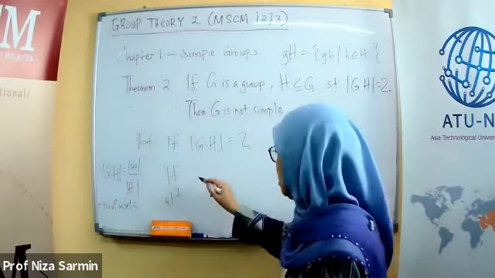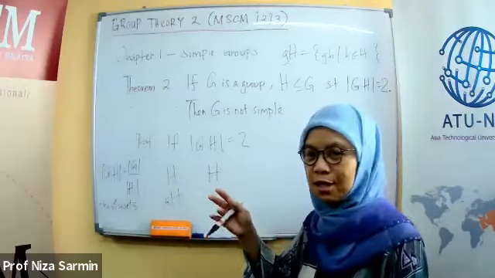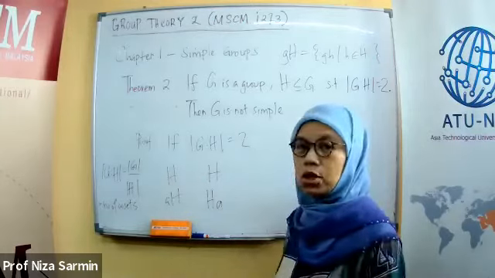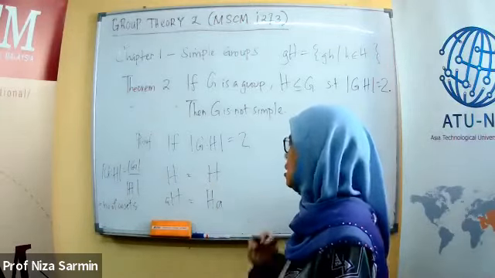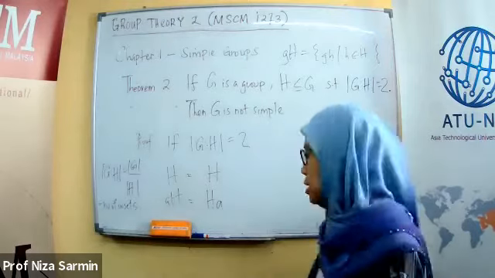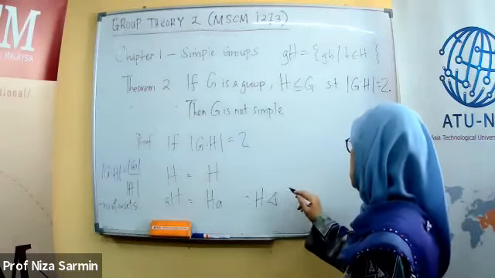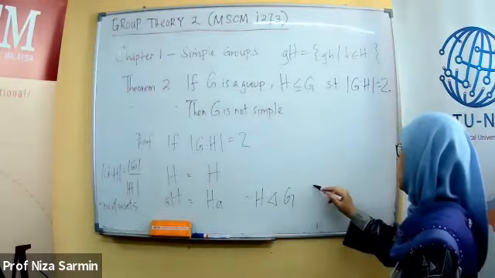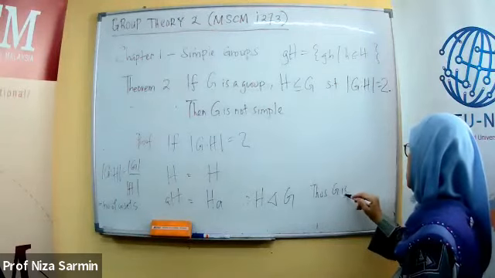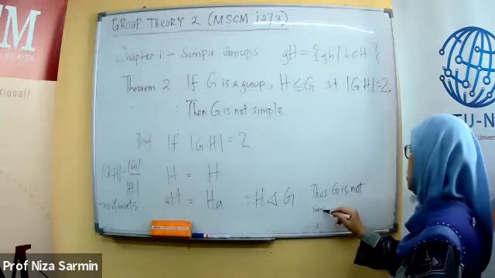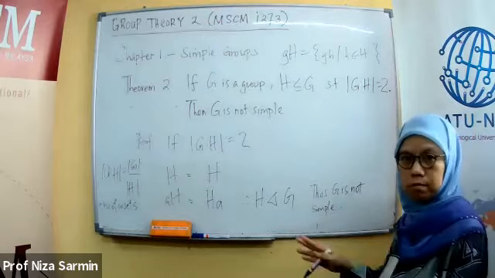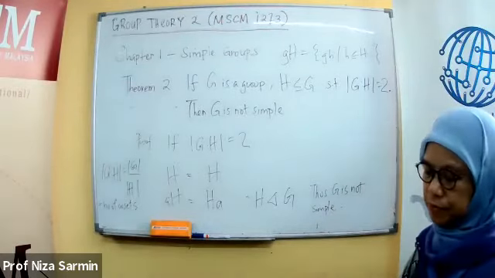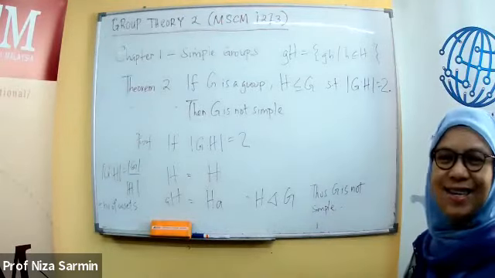One is H, the right coset is H. The other one, what's left, is Ha. So aH has to be equal to Ha. So H must be normal in G. So if H is normal in G, thus G is not simple. Once you have a normal subgroup, automatically not simple. Okay.